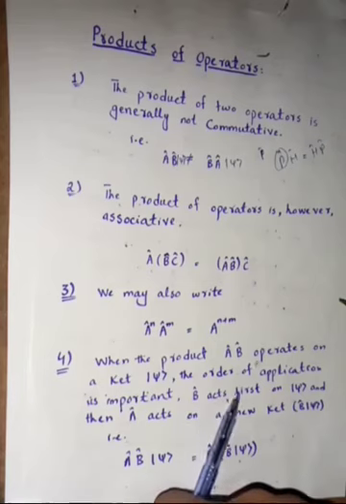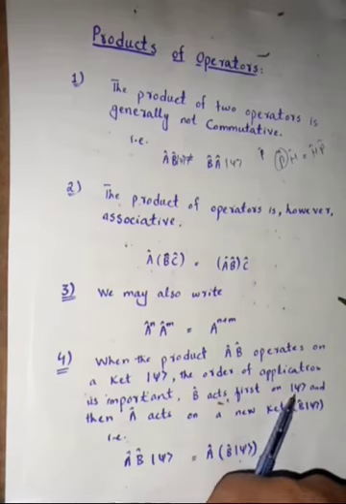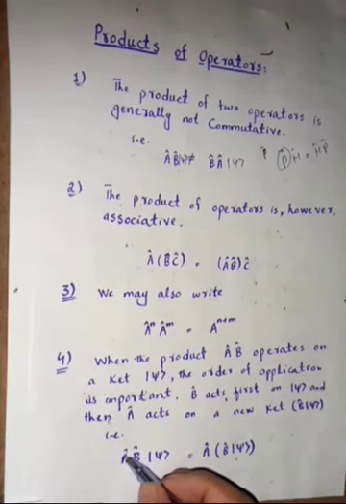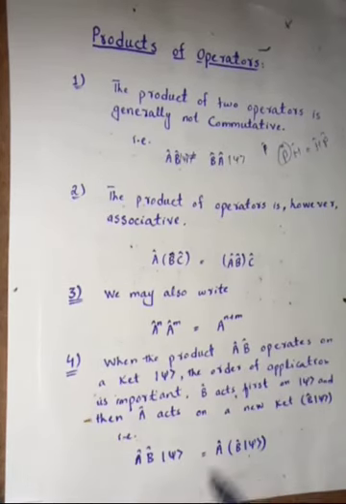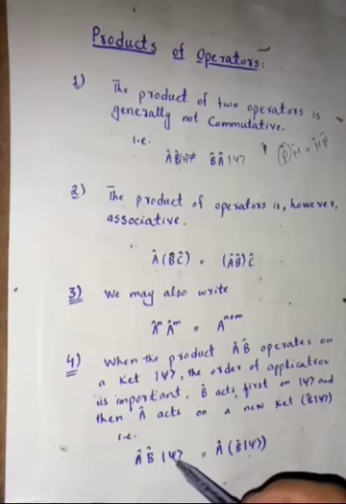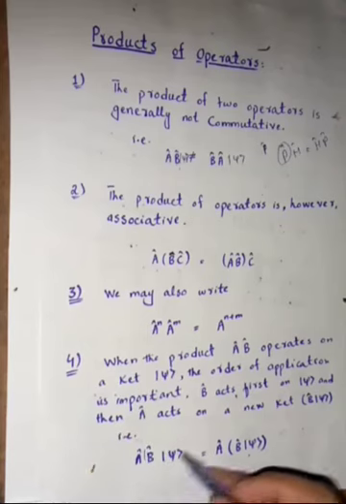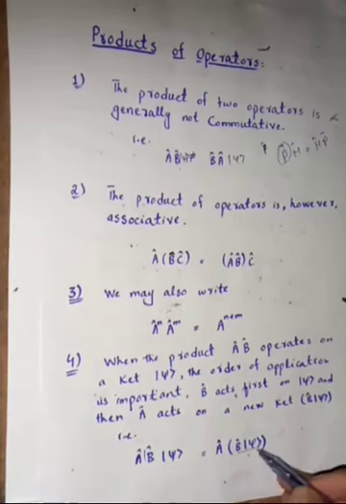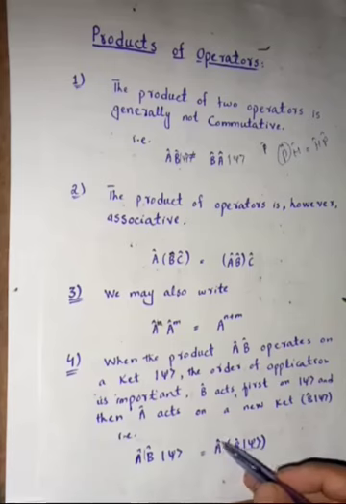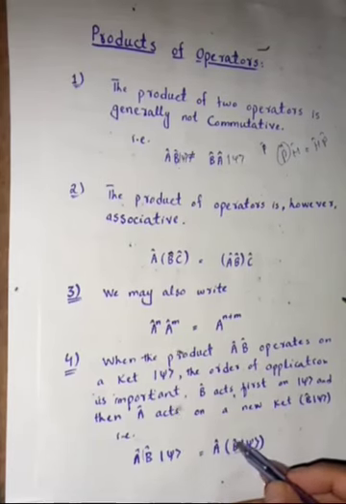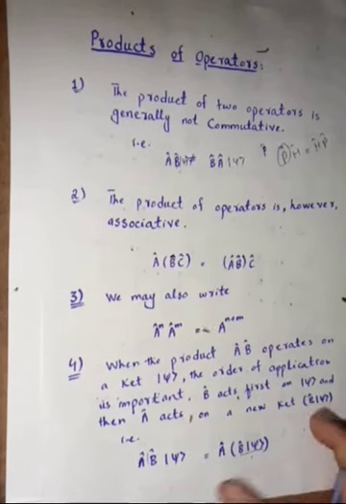B acts first on ket psi and then A acts on the new ket B psi. That is, if we have to operate two operators A and B on a state vector psi, we have to first operate B on psi and then operate A on the resultant we get by operating B on state vector psi.